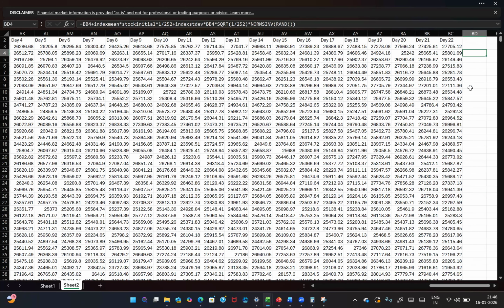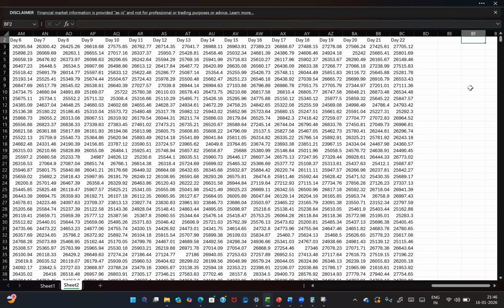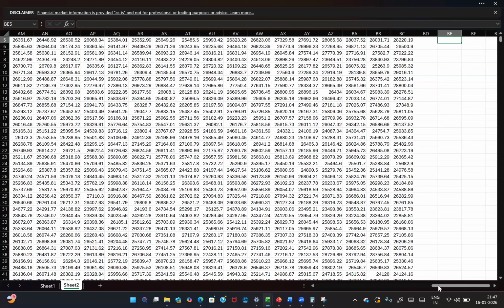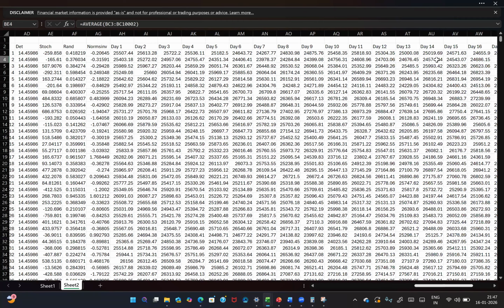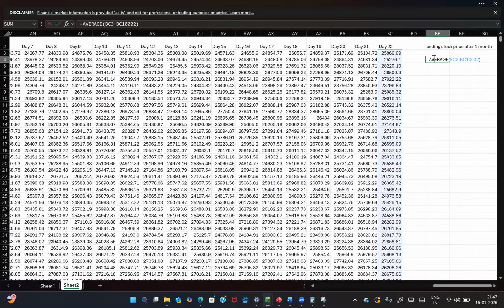Now, what do we do with this? So now we can forecast the stock price. So I can say ending stock price after 1 month will be equal to the average of these values. So 26020 is the ending stock price. Obviously, every run of the simulation is going to give me a different result.